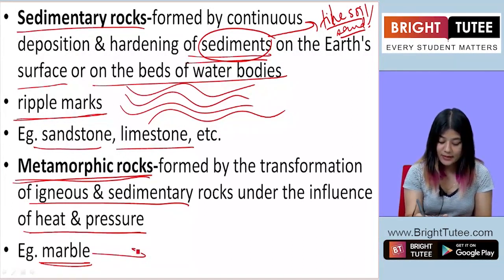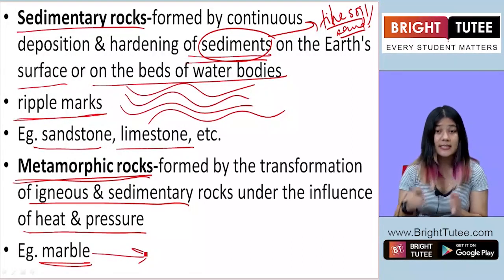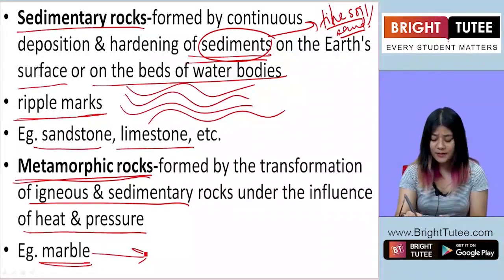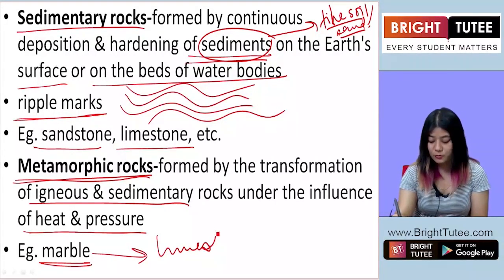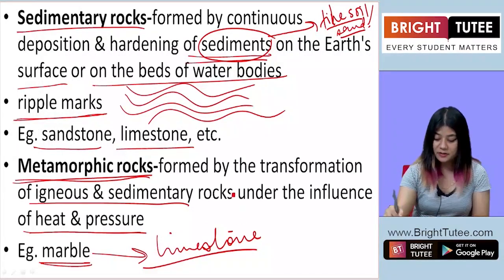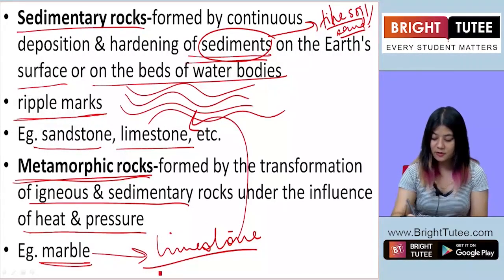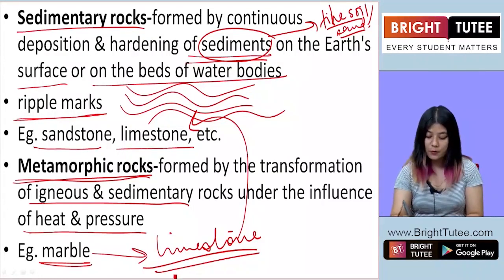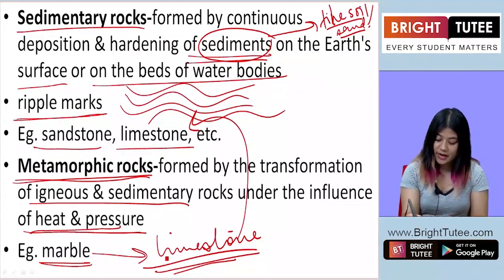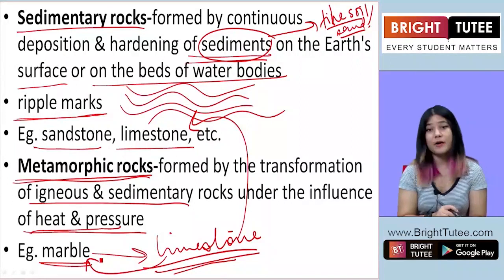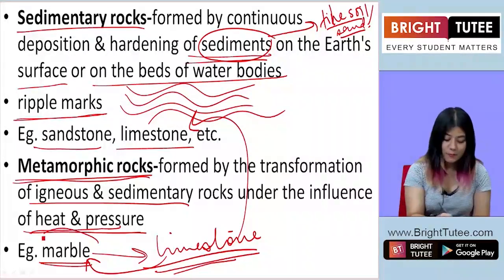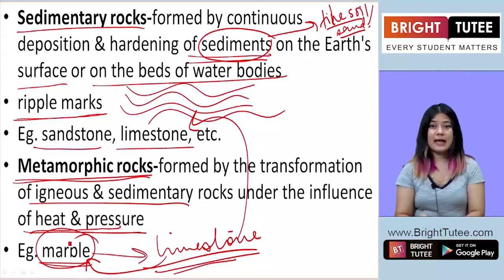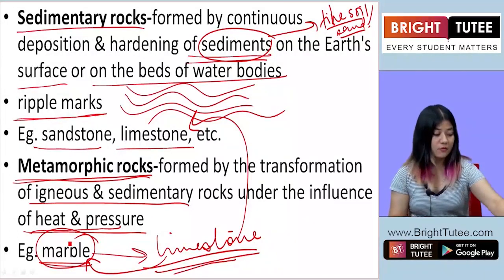Now, marble is basically limestone, which we know is a sedimentary rock, right? But under the influence of heat and pressure, it transforms into marble. So, marble is a good example of metamorphic rocks.